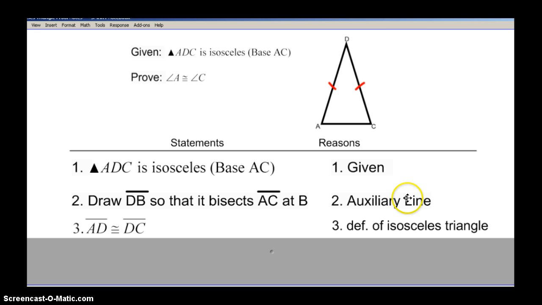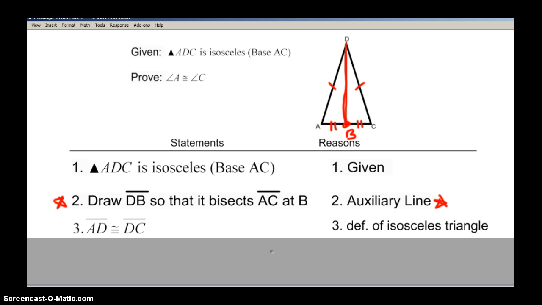Now, something a little interesting happens here. If you look at step 2, this is not something that I'm going to hold you responsible for doing on your own, but it's great to see the development of this proof. You'll notice that the book does it just slightly differently, but we use the construction of an auxiliary line. So we're going to draw in a segment and call it segment DB, such that segment DB is bisecting AC at the point B.